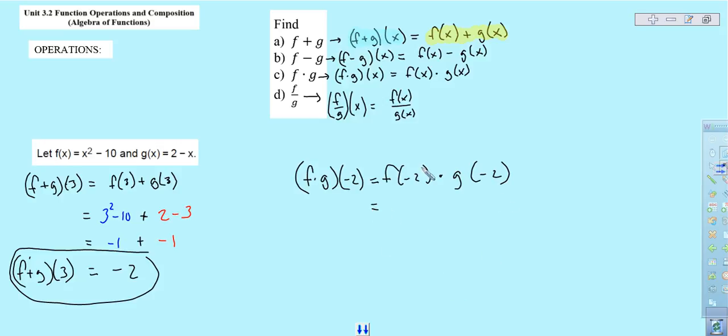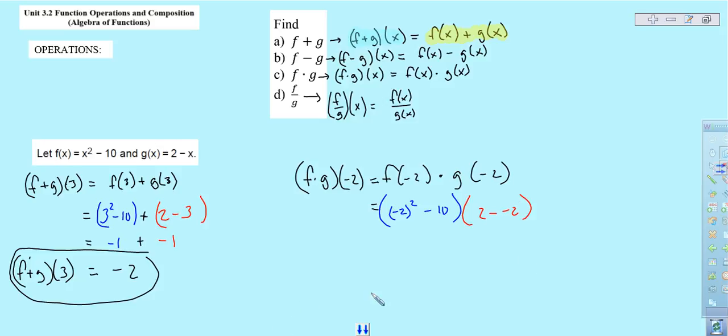We use colors again to make them stand out. In this case I'm going to use parentheses, because the operation in between is multiplication. In the first one the operation was addition, so there was no need for the parentheses. In multiplication, there's a need for them. So we plug that negative 2 in, and we get negative 2 quantity squared minus 10, and notice I'm being really careful about that negative 2 being in parentheses, times 2 minus negative 2.